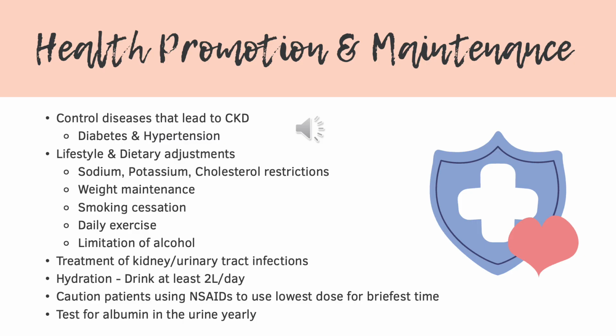And lastly, we have routine testing. So encouraging patients who have diabetes or high blood pressure to undergo yearly urine albumin to creatinine ratio testing, along with serum creatinine and BUN levels to help monitor kidney function.